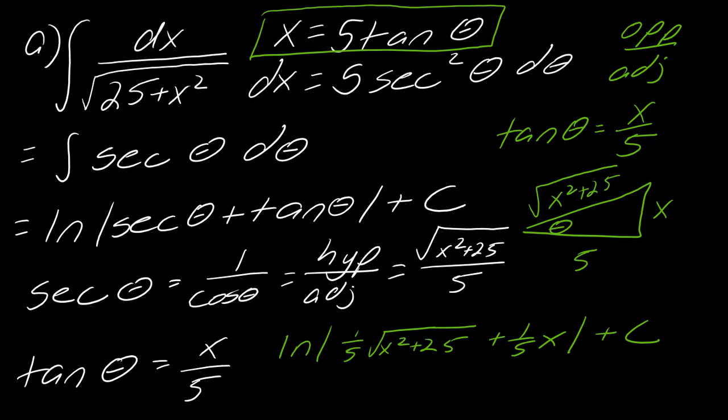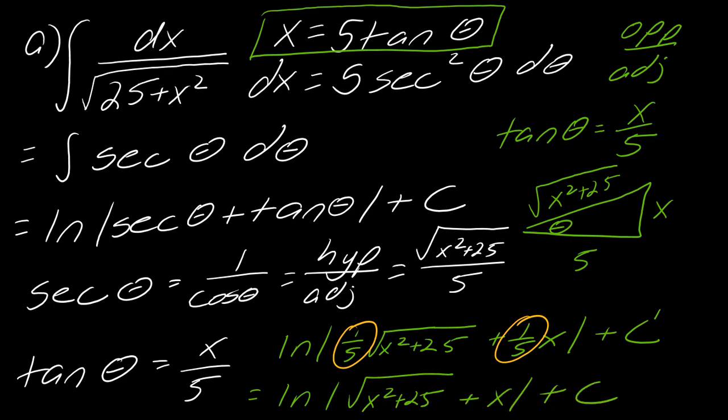Now, I've noticed that some books and even integral calculators take the 1/5 out. They factor it out effectively, and they just put it into the constant. So you might see some books that talk about having this c prime, and then they will say that this is equivalent to the natural log of the square root of x squared plus 25 plus x, plus c. So this means that this 1/5 is grouped into this c right here. They're literally the same thing, but I've noticed that, and that could be a little confusing, so I wanted to state that.